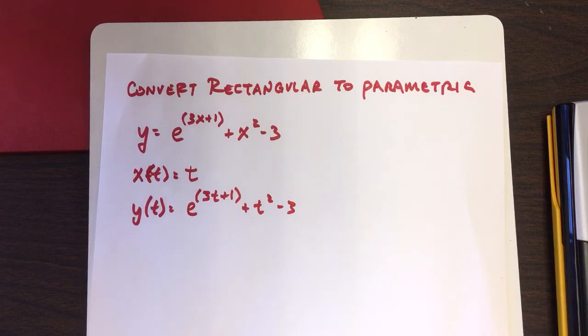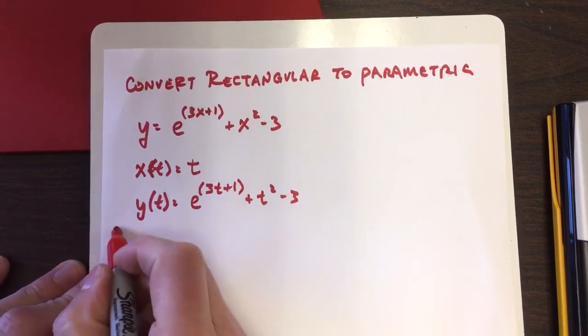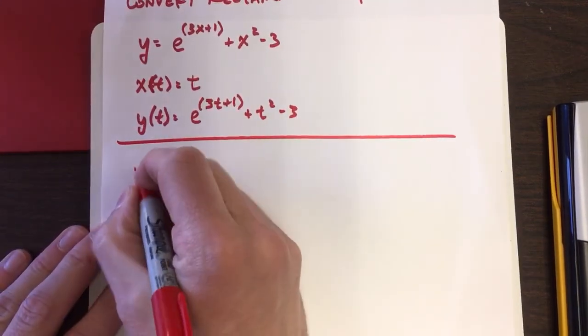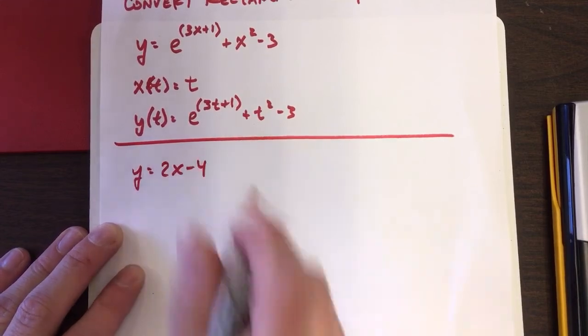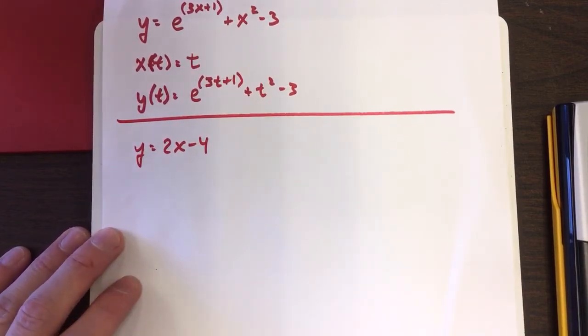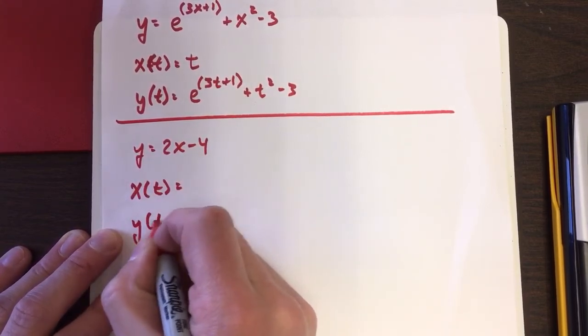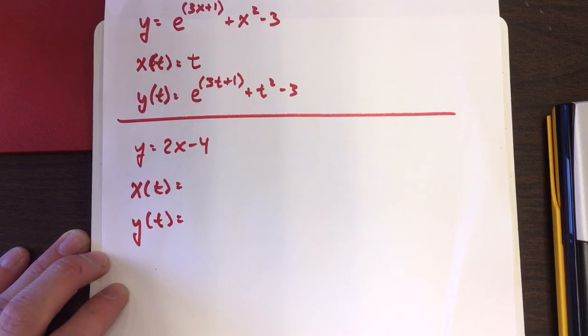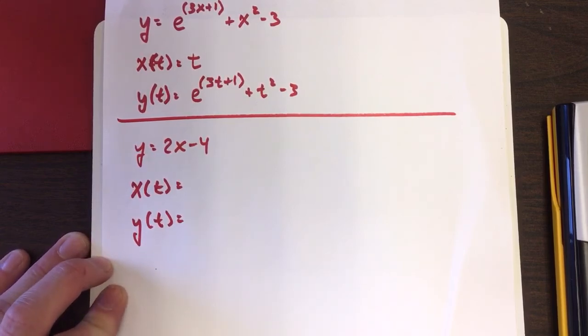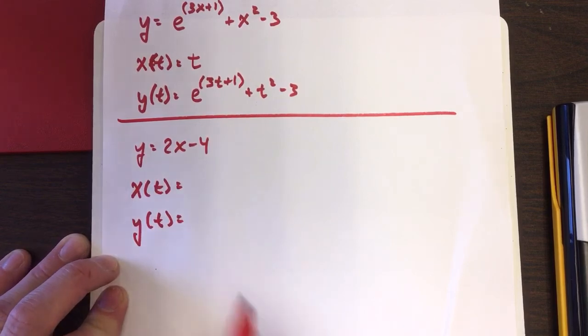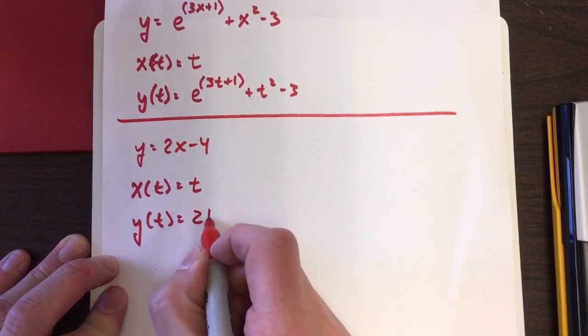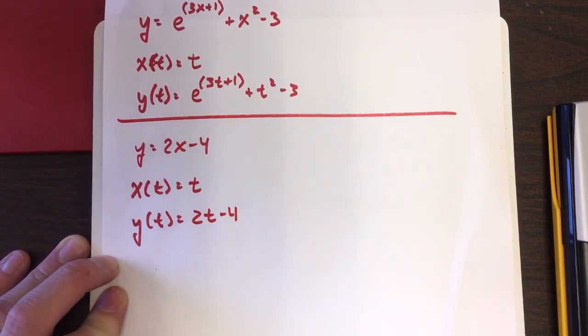Wait, but what if we started with like y equals 2x minus 4? That one, y equals 2x minus 4. We need an x of t. We need a y of t. Once again, hold on to your hats. You go find a hat, put it on, hold on to it. x equals t. Okay. y equals 2t minus 4. Replace the x with a t.